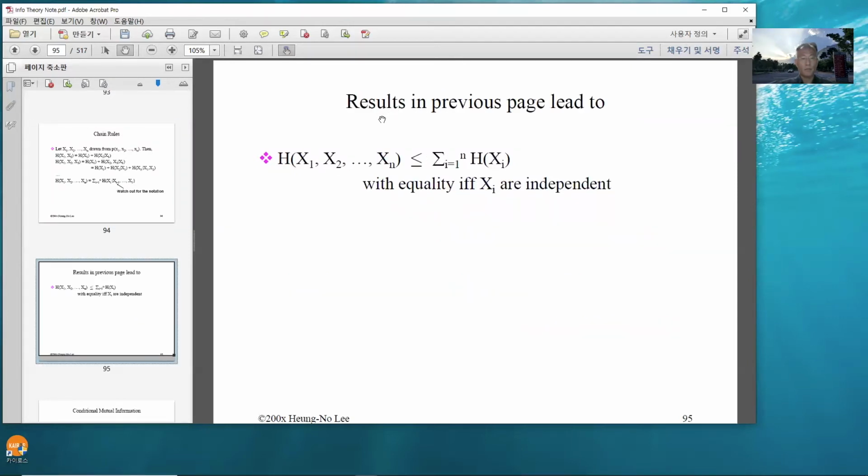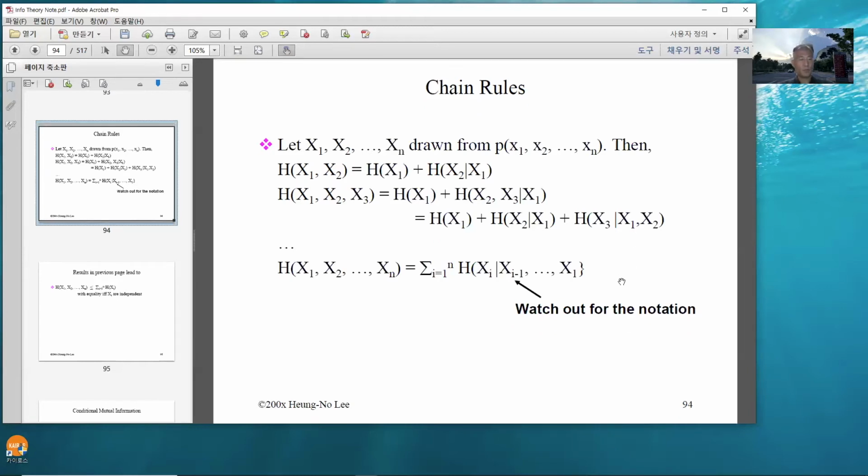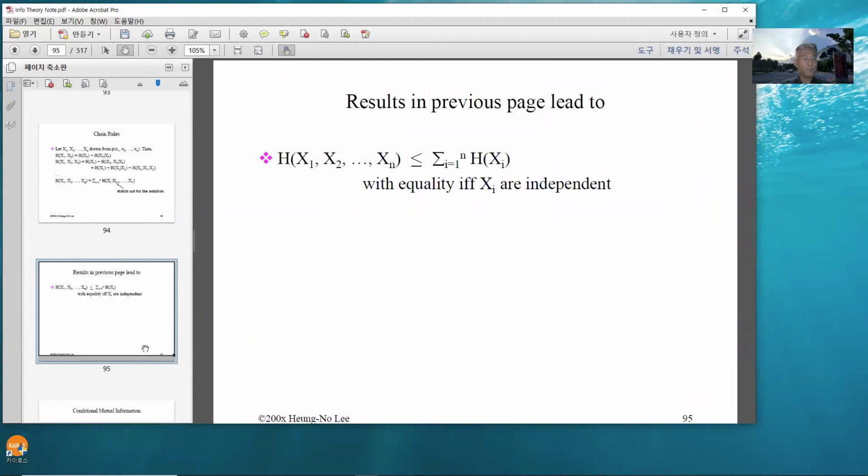And then the results in the previous page lead to this one. So joint entropy is smaller than or equal to the sum of the entropy of each random variable. Basically, when we go back to the previous page, conditioning reduces entropy. So this one here is smaller than or equal to entropy of x2. This one is smaller than or equal to entropy of x3. So this sum should be smaller than or equal to the sum of individual entropies, which is given right here. And the equality holds if and only if they are independent.